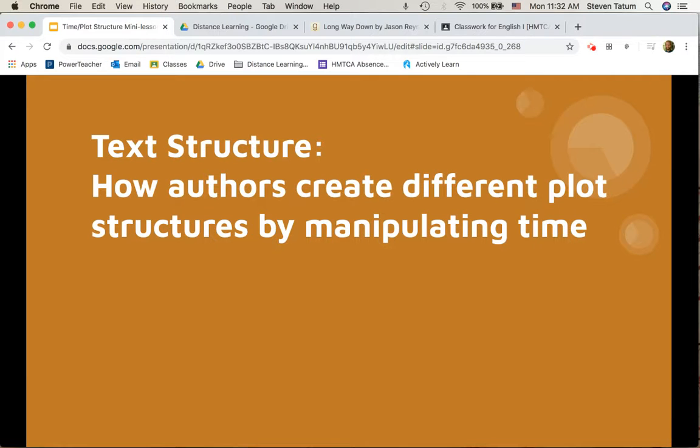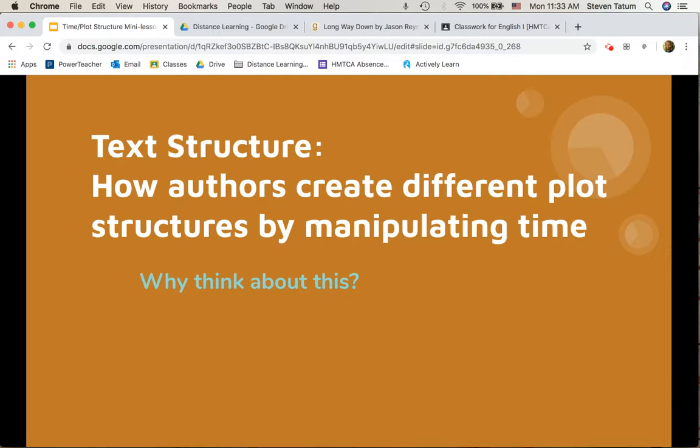Hello, and welcome to this week's mini lesson focused on text structure, how authors create different plot structures by manipulating time. Why do we bother looking at this? Why do we bother looking at text structure and how authors tell their stories?